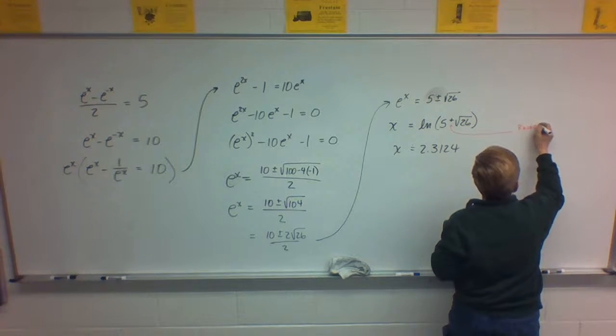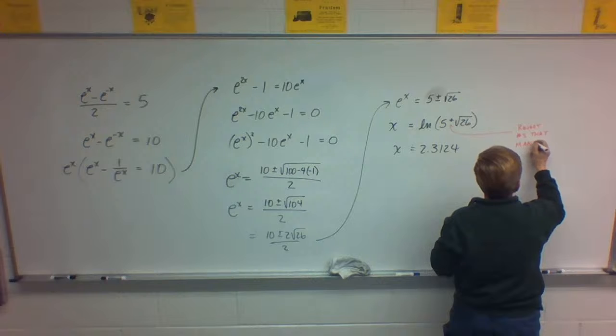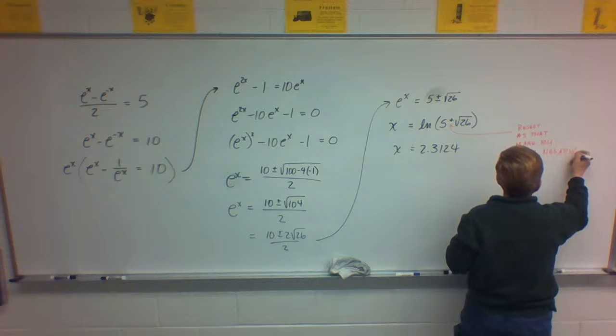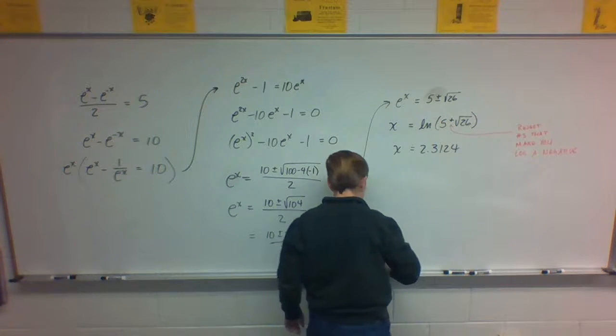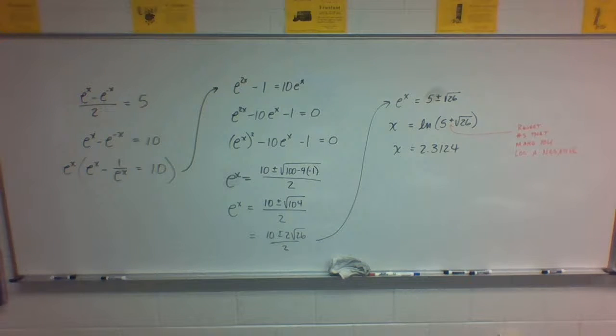Reject numbers that make you log negative. So maybe you'll remember, if you put that in your picture, why we're only considering that one. You have to consider them both. Quite often we throw the negative out, but not every time.